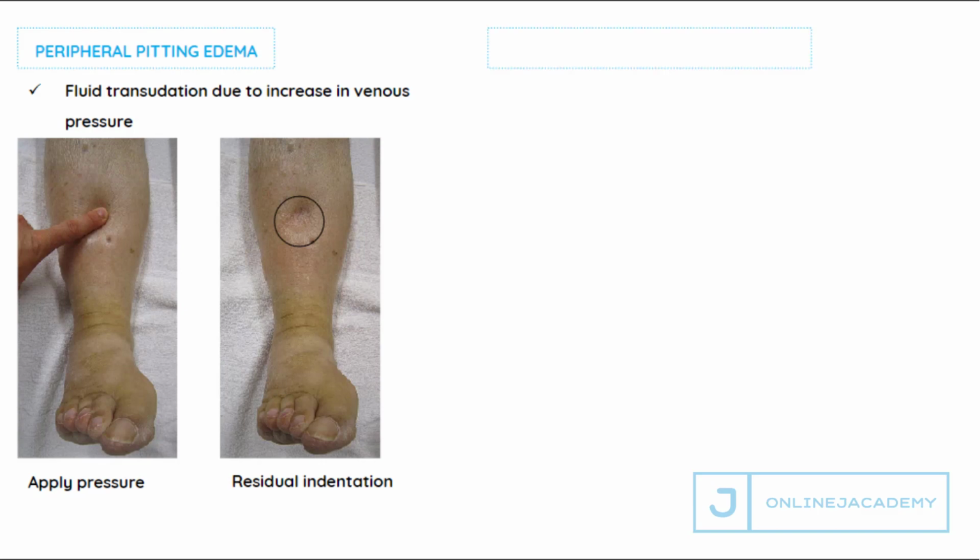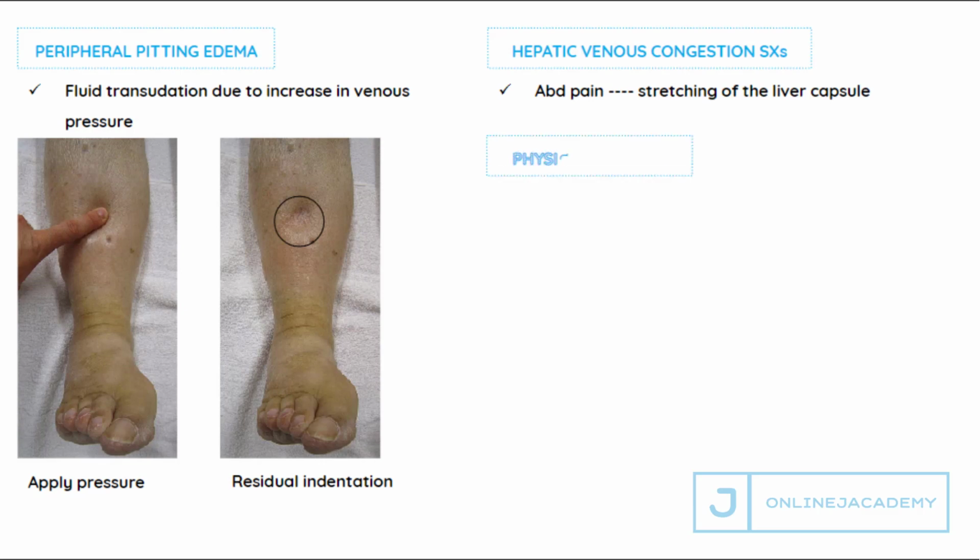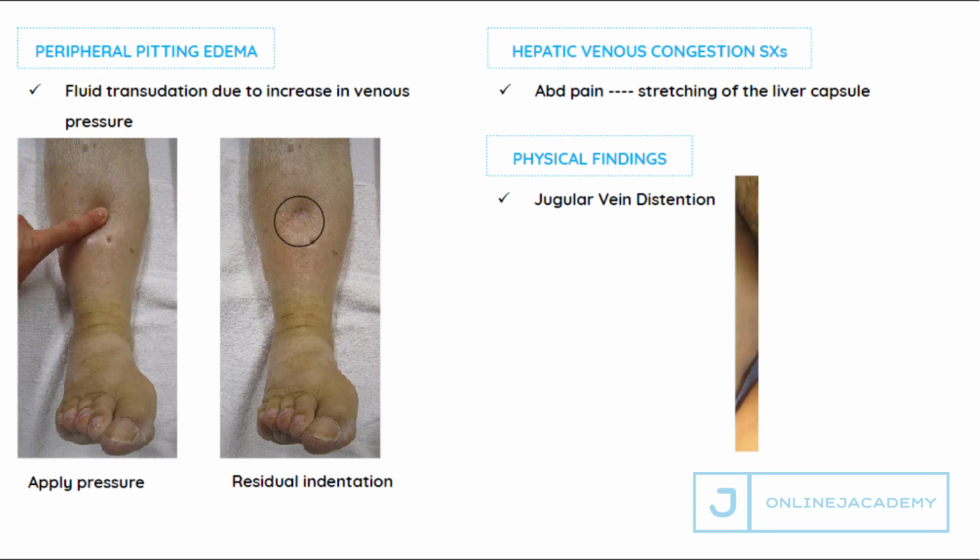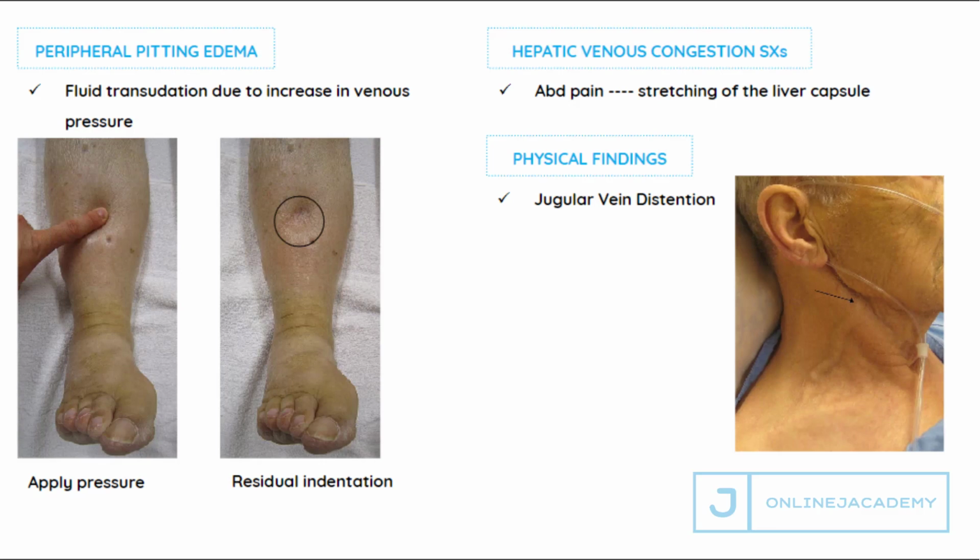The other feature that we have is hepatic venous congestion symptoms. So the patient will present with abdominal pain caused by stretching of the liver capsule, right? And they might also present with jaundice as well, right? And on physical findings, we normally see jugular vein distension, which is a visible swelling of the jugular vein due to an increase in central venous pressure and venous congestion as well. So you can see it right here. That's jugular vein distension.